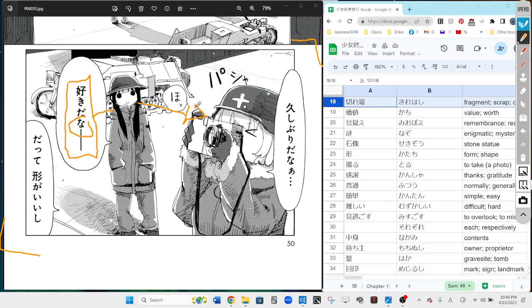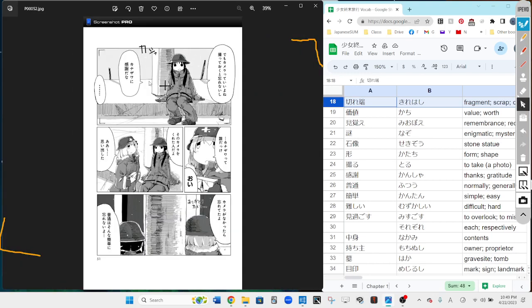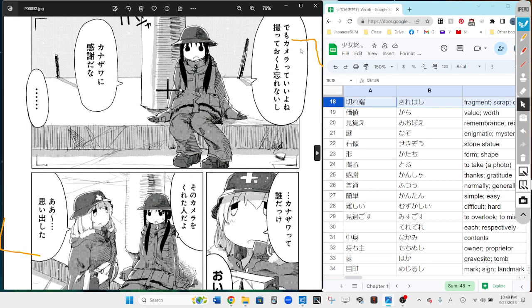So, suki da ne could possibly be I like it. Suki da yo ne. I feel like a yo in there. So, here she's actually saying you like it without the you in there. Yuri-chan, the blonde hair character, likes those. So, she says, oh, you really like those, huh? Is what she's saying. But yeah, the shape's so nice. How could I not like it?